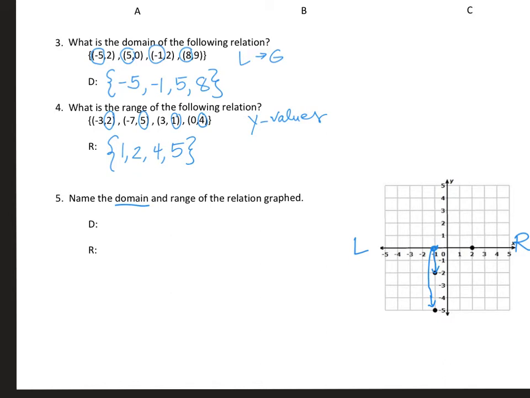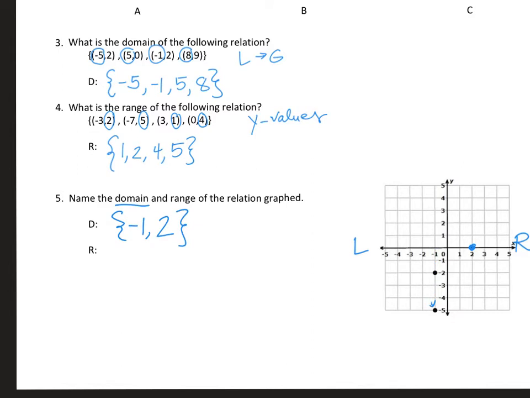However, I'm only going to write -1 once. When we write our domain and range, we only want to write it once. I don't know if I said that earlier. I might have misspoke, but we only want to write it once. We don't want to write it twice. Then I'm going to keep going, and I also hit a point at 2. So I'm going to write +2. So that is my domain.